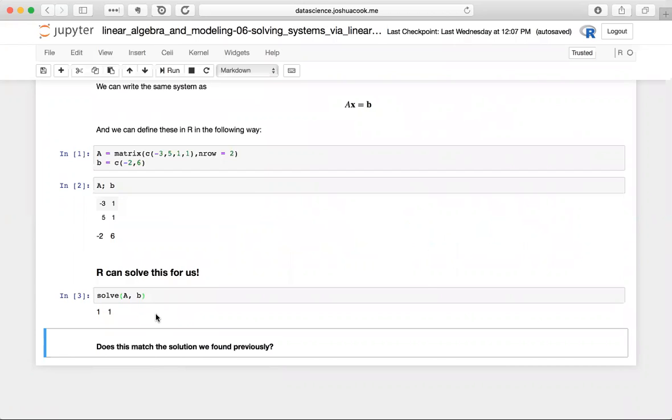And we've got this question down here. Does this match the solution that we found previously? Yes, that was the solution that we found when we solved this analytically. We found that 1, 1 was the solution to this system of equations. So we have the same solution to this system, whether we solve it analytically, whether we plot it, or whether we use linear algebra to represent it.